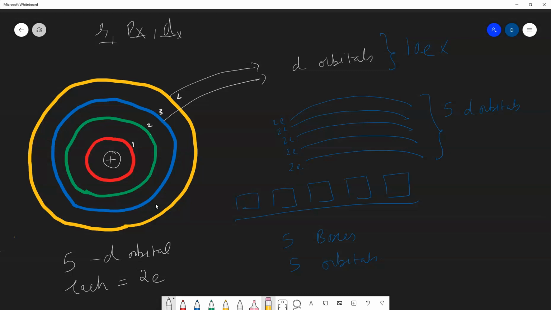As you can see here, there are 5 d orbitals in shell number 3. There are 5 d orbitals in shell number 4, and all put together a d orbital can have 10 electrons. However, each d orbital can have 2 electrons each. So all put together you get 10 electrons. As I mentioned before, some books show this orbital as a square. So you can have a maximum of 2 electrons here, 2 electrons here, 2 here, 2 here, and 2 here.